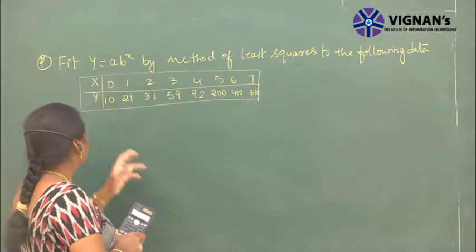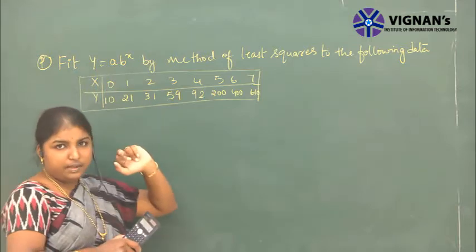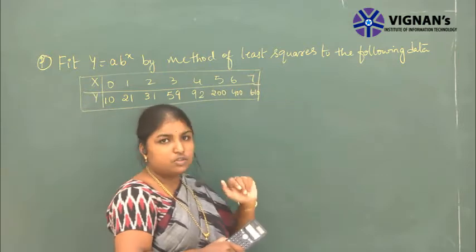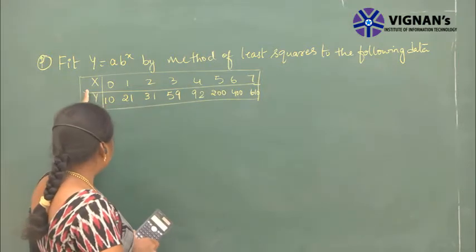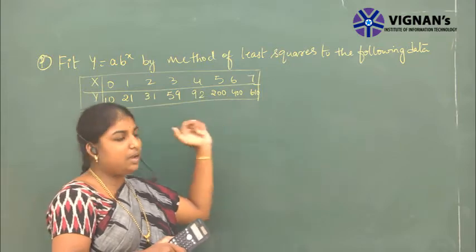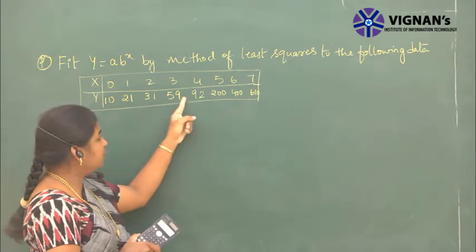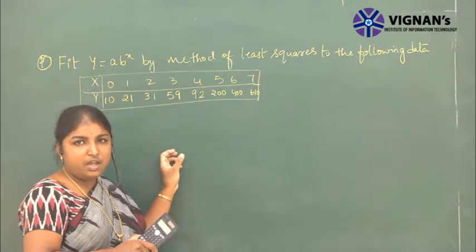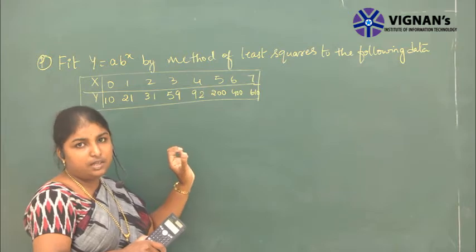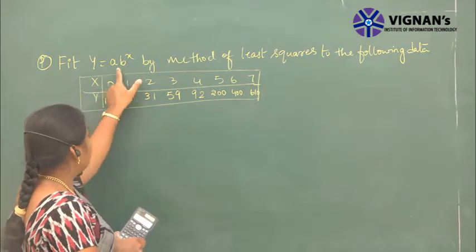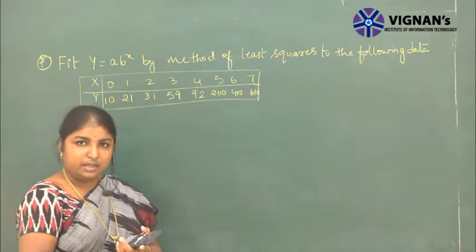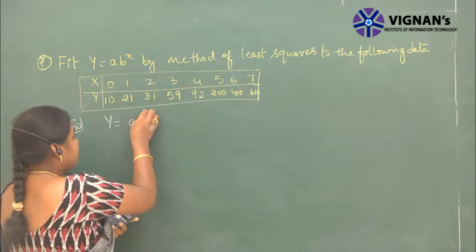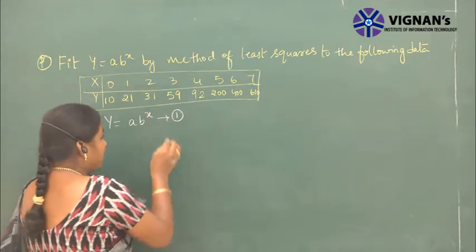Next problem. Fit y equal to a b power x, which is also an exponential curve, by the method of least squares to the following data. The x values are 0, 1, 2, 3 and so on up to 7, and y values are 10, 21, 31, 59, 92, 200, 400 and 610. So for the given data we have to fit an exponential curve. Here the exponential curve is in terms of y equal to a b power x, right? So first I am writing y is equal to a b power x. Let it be equation 1.